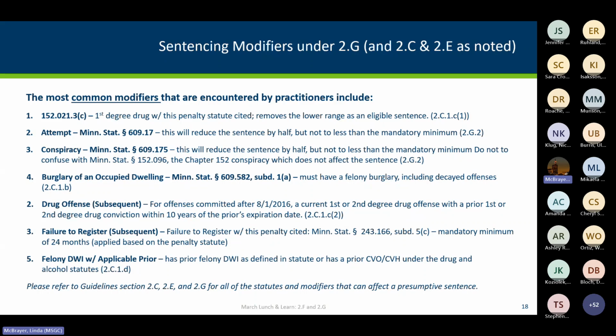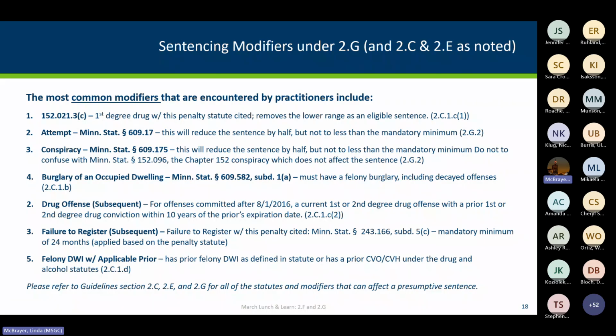If the court were to say, okay, attempt reduces the sentence by half, it's an 18-month presumptive sentence, half is 9 months, we're going to impose a 9-month presumptive sentence, they have changed that felony to a gross misdemeanor by the imposition of that sentence. So while we say reduce by half, we keep in mind the mandatory minimum and the presumptive minimum sentence that a felony can have.